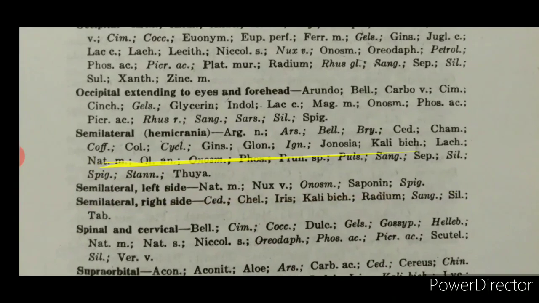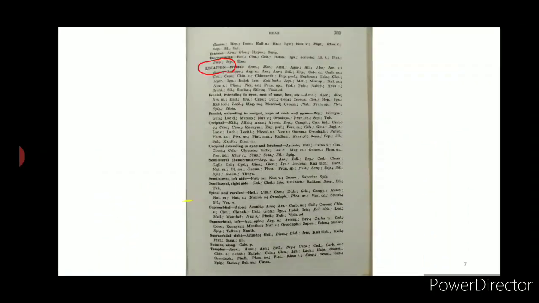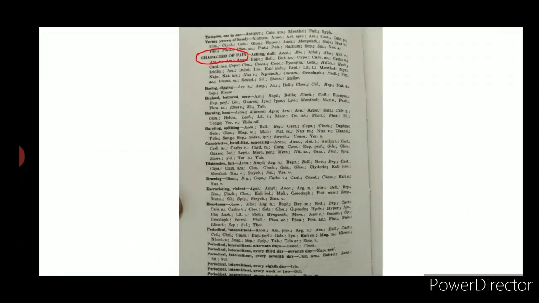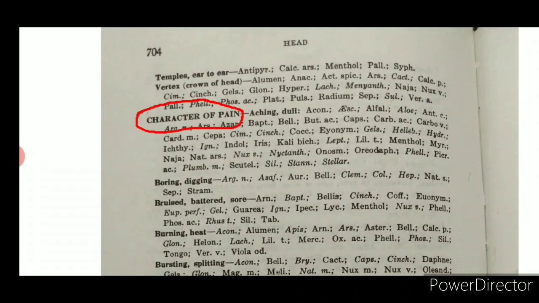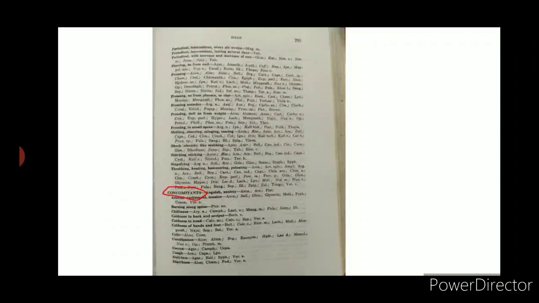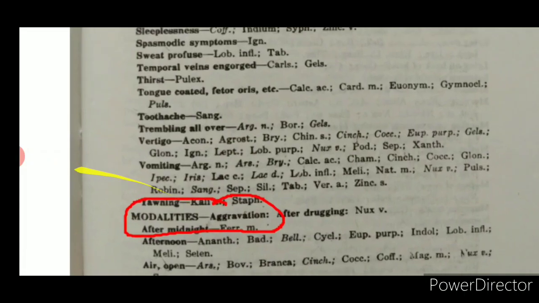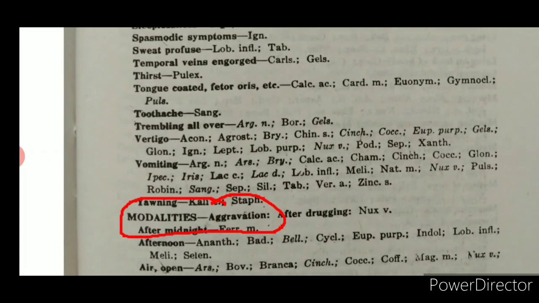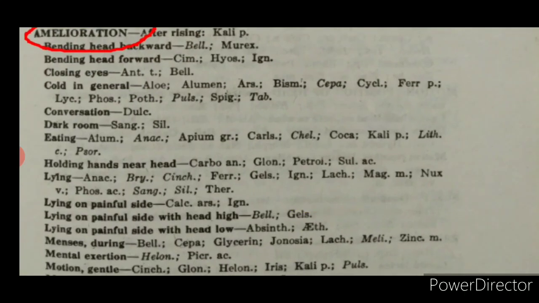then we have a rubric of location, then a rubric of character of pain, then concomitants, and modalities, where you have first aggravation and then amelioration.